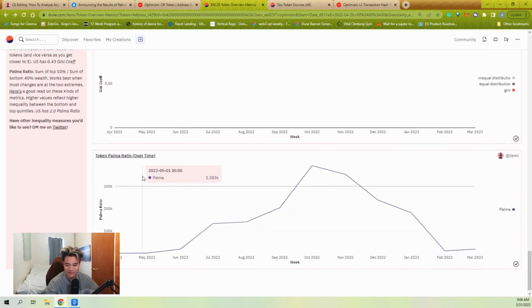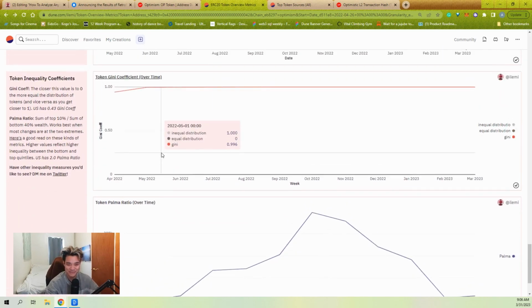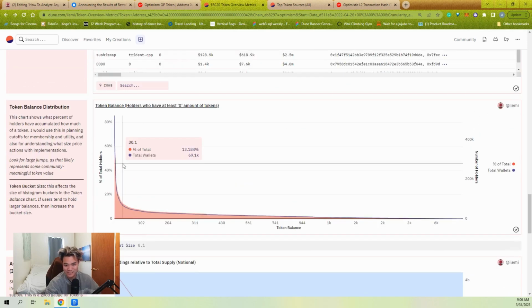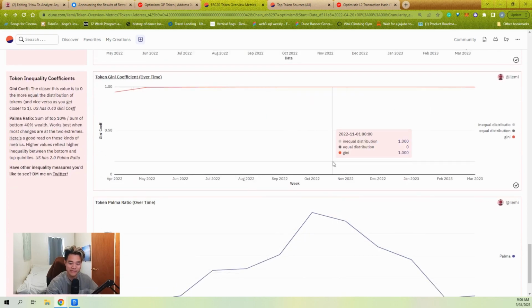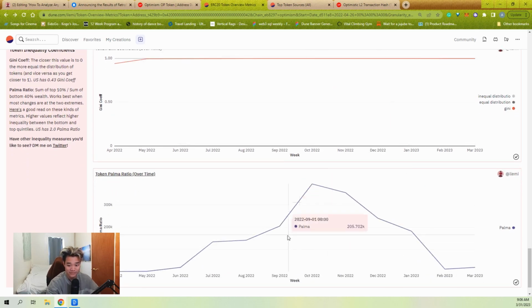The Gini coefficient and Palmer ratio, I'm not going to go too deep into it here because of how, I don't want to say unequal, but how exponentially distributed this curve is. These two metrics aren't super relevant here. But if you're looking at a smaller community, something under 10,000 or 5,000 holders, then you really do want to look at these metrics, because if it's a community of 5,000 people or less, it should be pretty evenly distributed. So that's the token overview dashboard.